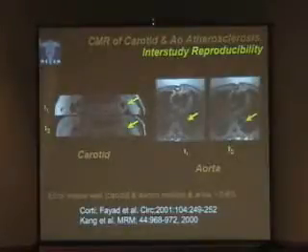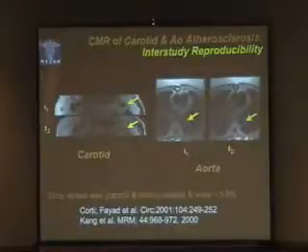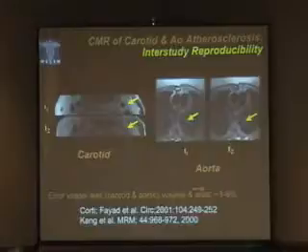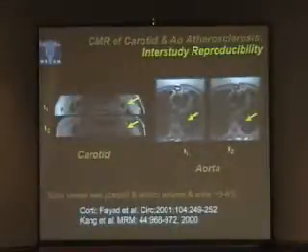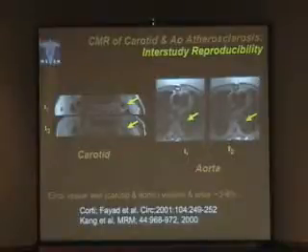One of the most important things about the technique is the reproducibility of the methodology, because in the setting of subclinical disease and repeat study, it's very important that you can do this with a lot of accuracy, with measurement of volume or area variability of less than 5%. And this can be done in both the carotid and the aorta, as I just mentioned.